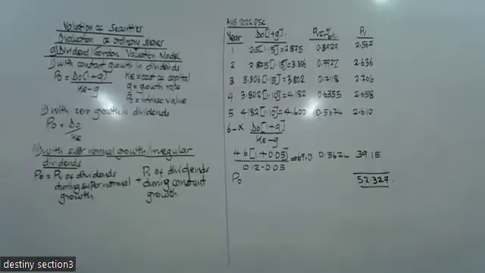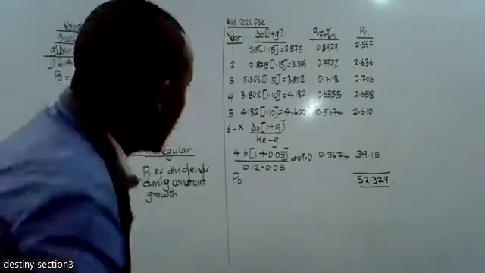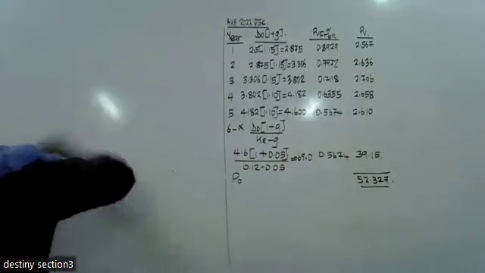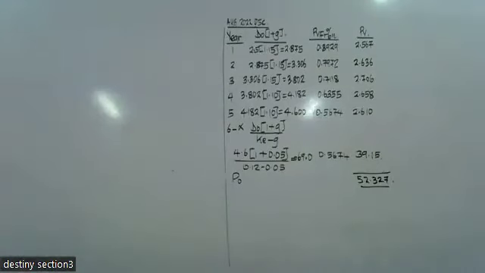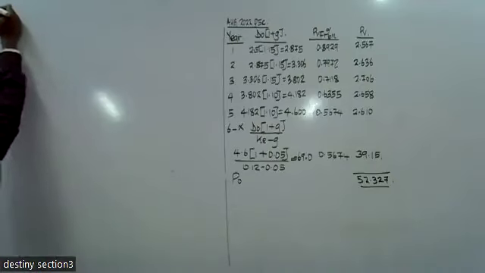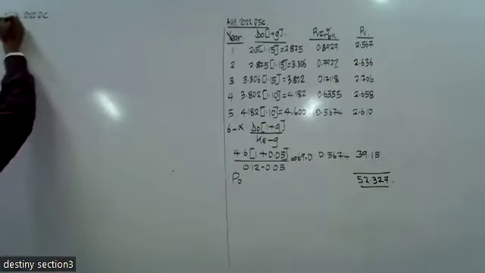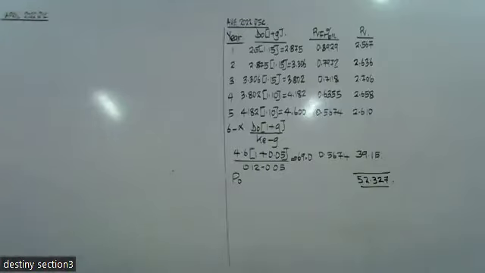We can do a second illustration. Go to April 2022, question one. Question one, C. April 2022, question 1C. One D actually, not C, one D.